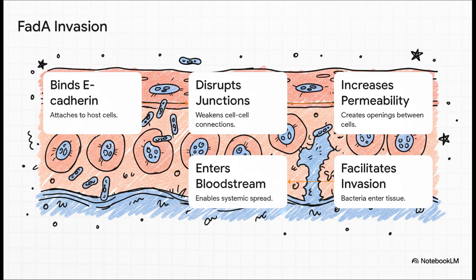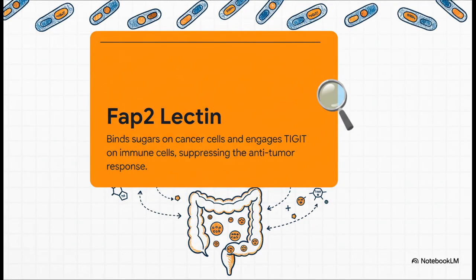This makes the tissue more permeable, which lets the bacteria invade, slip right into the bloodstream, and then travel pretty much anywhere it wants. But wait, there's more. It has another trick up its sleeve called the FAP2 lectin. This thing is devious. It has a dual function. First, it binds to a sugar called gal-gal-NAC, which just happens to be all over colorectal cancer cells, helping it set up shop in tumors.